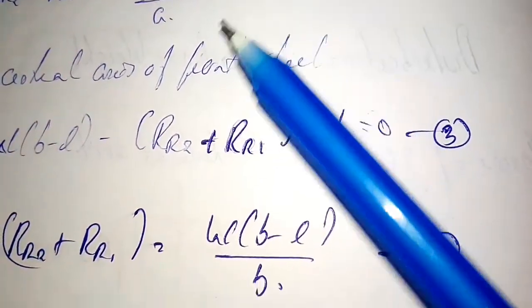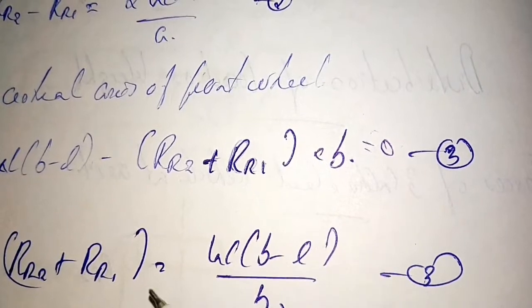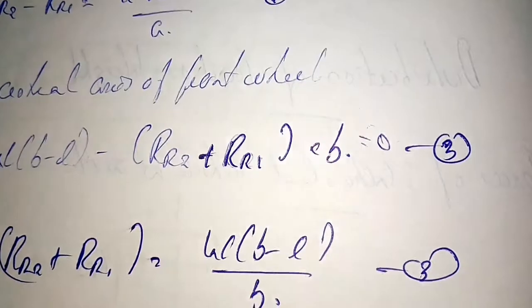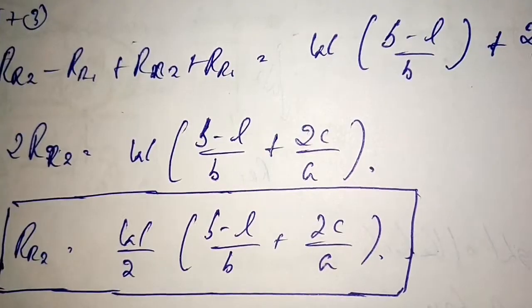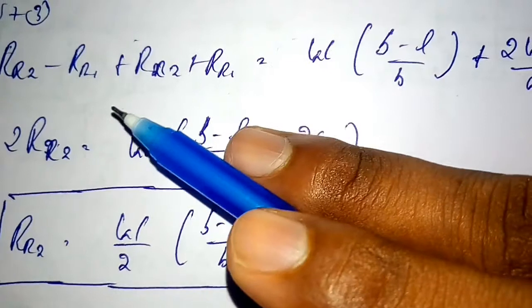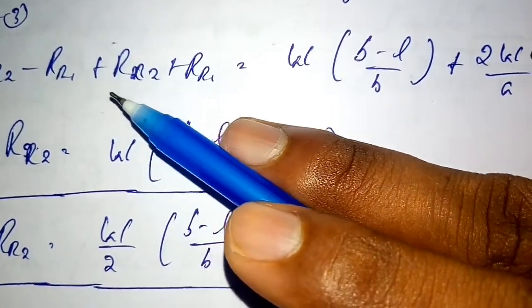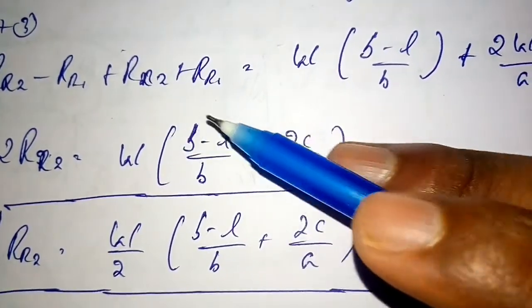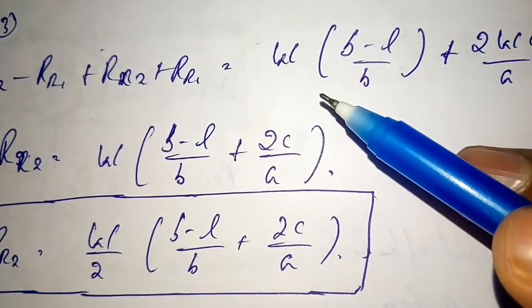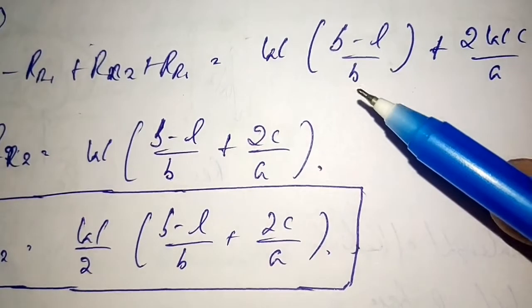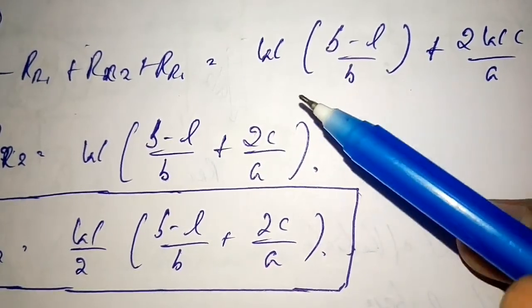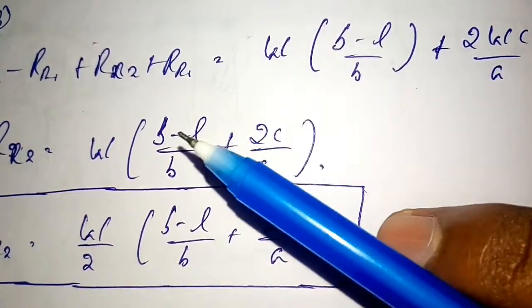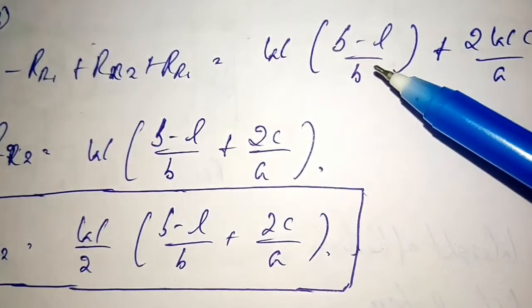By adding equation number 2 and 3, we will get the value of RR2. So first we are going to add equation number 2 plus 3. By doing that we arrive at RR2 minus RR1 plus RR2 plus RR1. So RR1 will get cancelled on the left hand side, or LHS. On the right hand side it will be W into (B minus L) by B plus 2WC by A. The weight W is common here, so we are taking it outside and putting the two terms in a bracket.